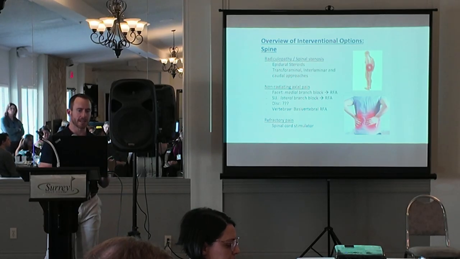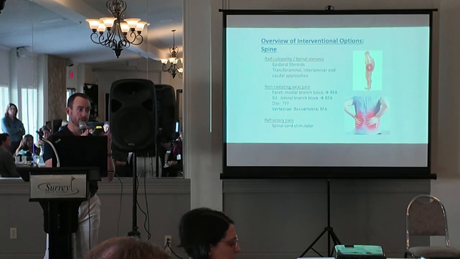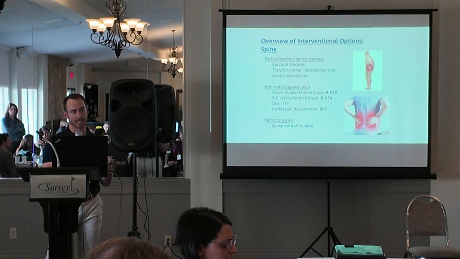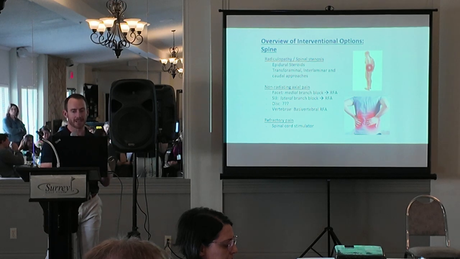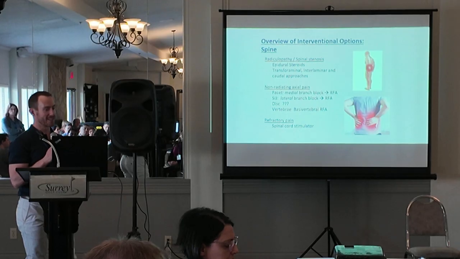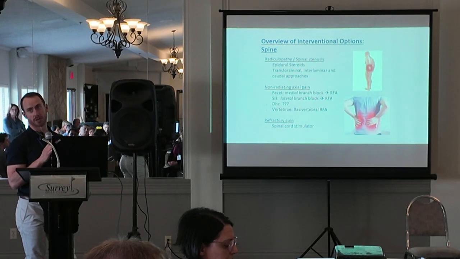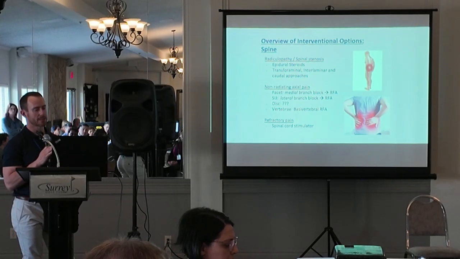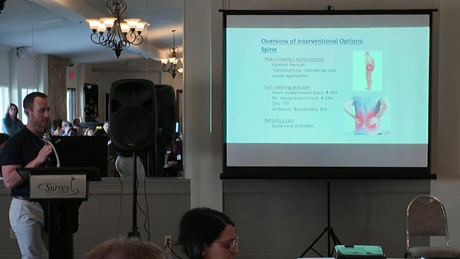For non-radiating axial back pain, if it's facet mediated, so that's the joints of the back, the only way we know if it's facet mediated pain is to do a medial branch block. That's basically freezing the nerve that supplies the joint. The physical exam and history are important, but this is the only validated way to determine if it's facet mediated pain. With the SI joint, it's the same concept. We freeze the nerve that supplies the joint. It just happens that those nerves are called lateral branches.